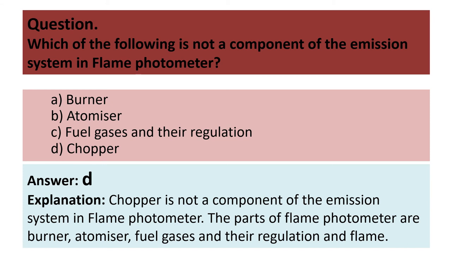Then in the next question, which of the following is not a component of the emission system in a flame photometer? We have four options, each having different functions: burner, atomizer, fuel gases and their regulation. While in the case of the flame photometer, a chopper is not required. We don't need to convert the light into the pulsating form. So this is not a component of the flame photometer; rather, it is a component of the atomic absorption spectrophotometer.